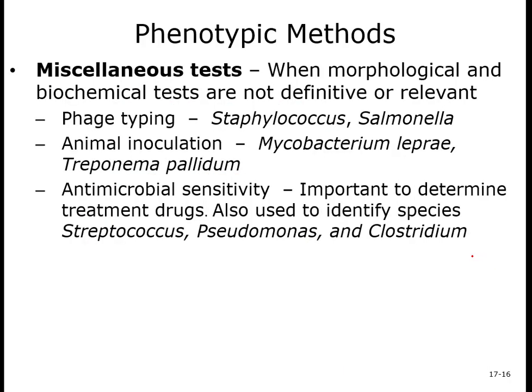Now, as always, there's some certain bacteria that do not follow the rules. They're very difficult to work with in the lab. So we might have some miscellaneous or very specific tests used if we really need to pinpoint certain strains of bacteria, or for those really stubborn or fastidious species. So for example, we might do something called phage typing.